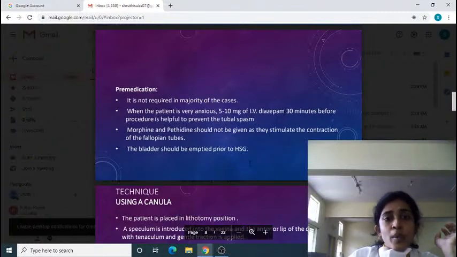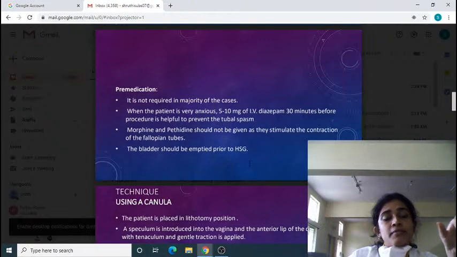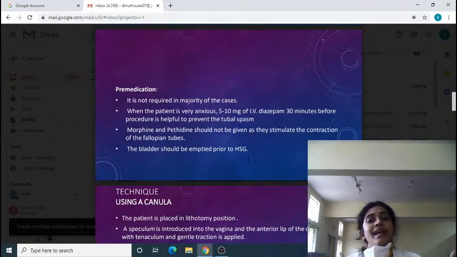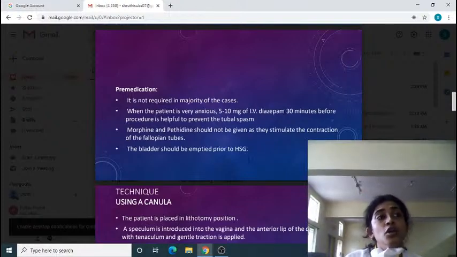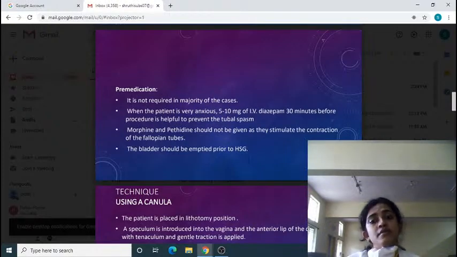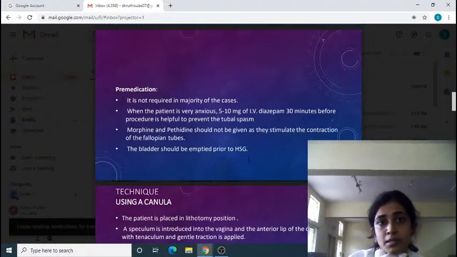When the patient is very anxious, 5 to 10 mg of IV diazepam is given, which acts like an anxiolytic, 15 minutes before the procedure, and it is helpful to prevent tubal spasm, because in cases of anxiety or when the patient is very nervous, it itself will cause tubal spasm. It can give a false positive report in cases of HSG. So in very anxious cases, we give 5 to 10 mg of IV diazepam. Morphine and pethidine should not be given as they stimulate the contraction of the fallopian tubes.